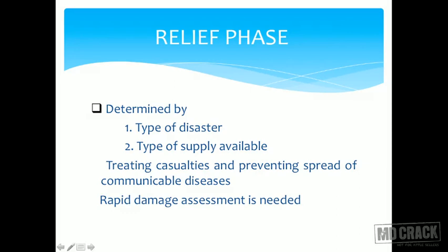Treating casualties and preventing spread of communicable diseases is very important. As we just discussed, restoration of water supply would be very important. Food hygiene would be very important. Prevention of communicable diseases, very important. So these are the public health measures which should be rapidly instituted, and rapid damage assessment is needed. So what is the damage to the hospitals, the healthcare facilities, how many healthcare personnel are available, what are they doing? All this analysis is done in the relief phase.